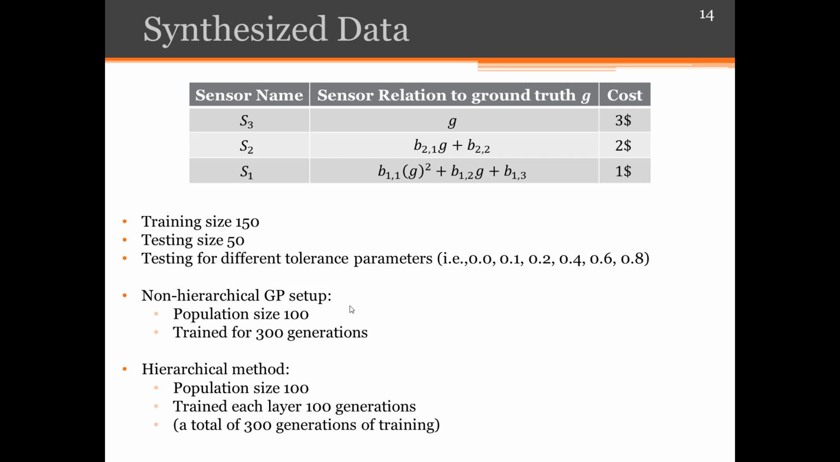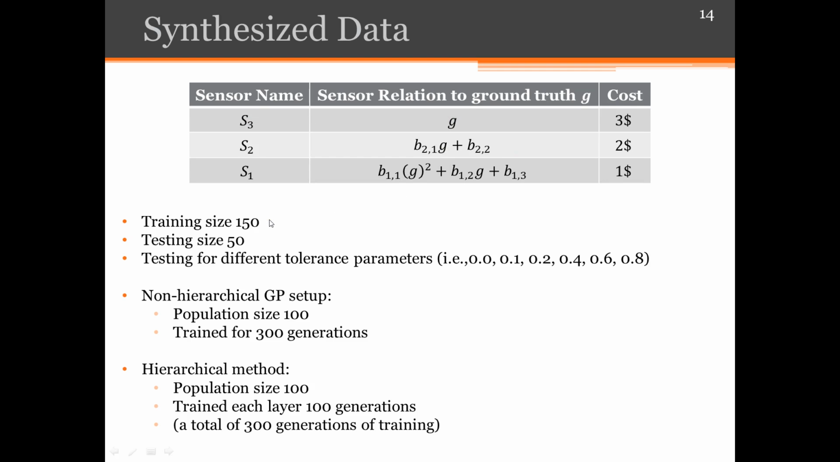We have tried these two models on synthesized data. So we have three sensors. Sensor 1, which has a very complex relation to the ground truth G, but has the lowest cost. We have sensor 2, which has a less complex relation to ground truth G and has a medium cost, and sensor 3 that can measure ground truth G perfectly but has the highest cost.